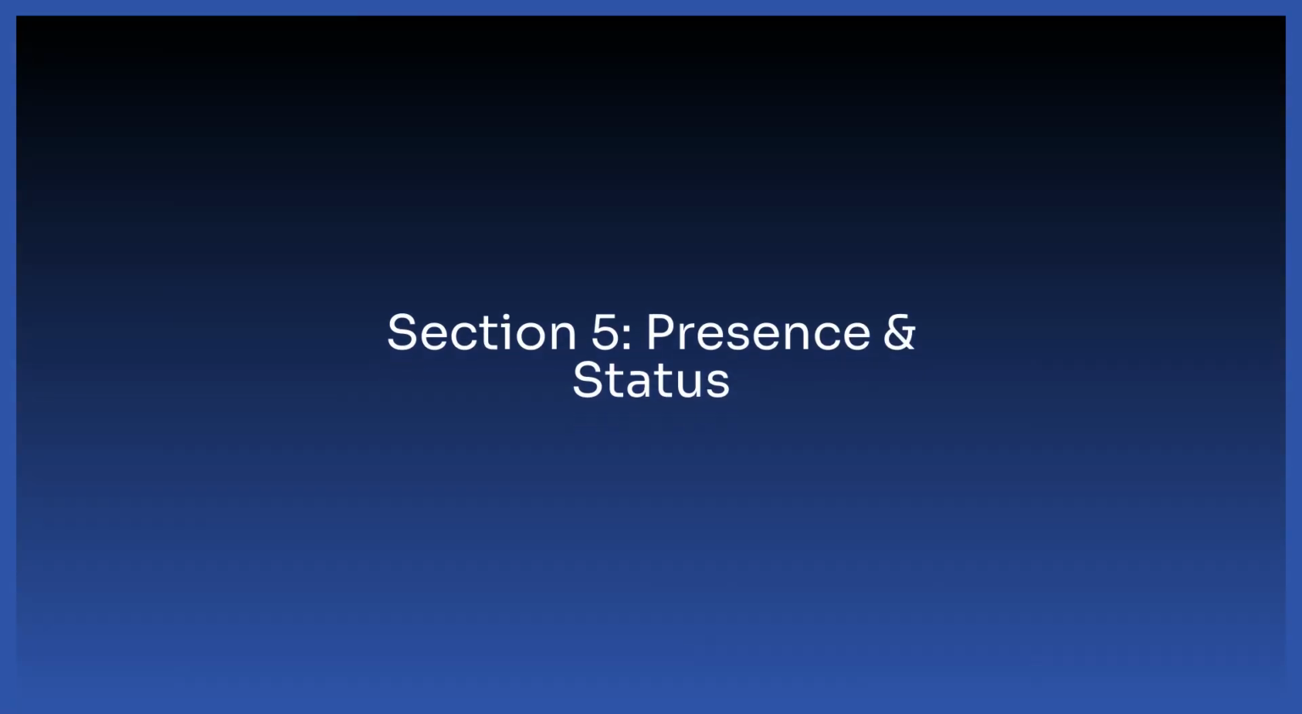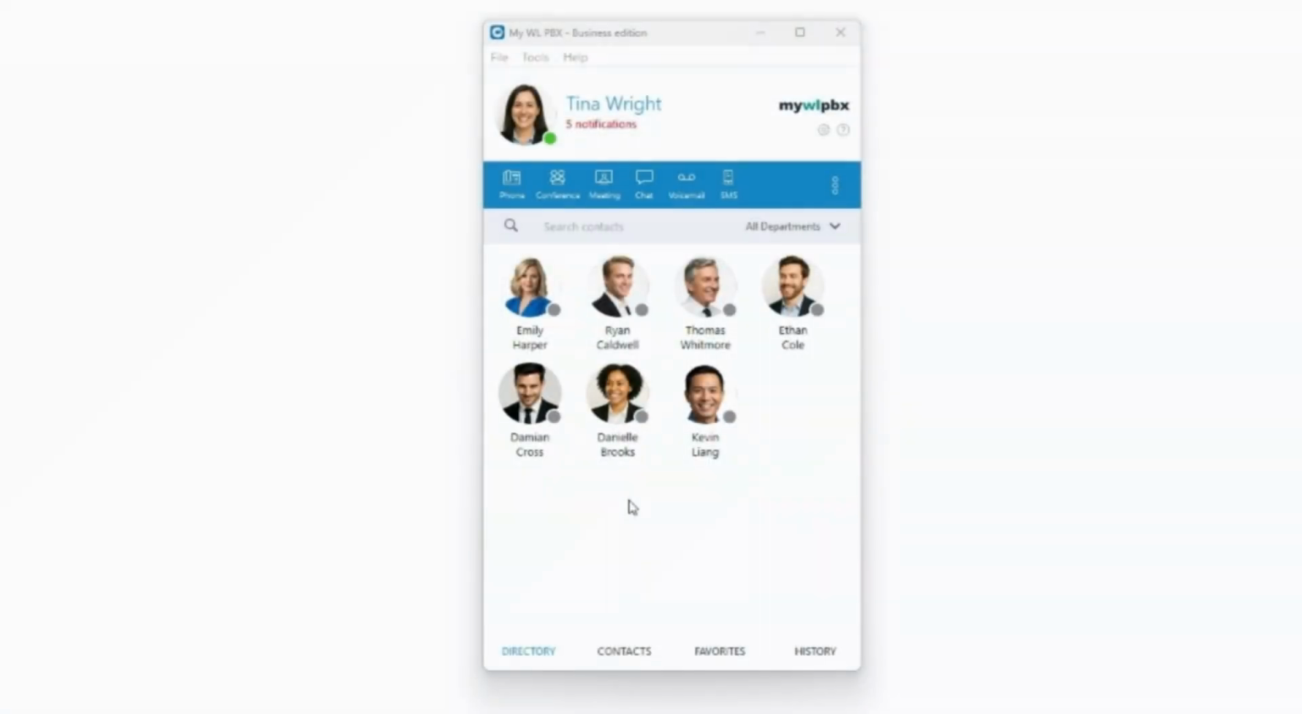Section 5. Presence and Status. CommunicatorGO integrates presence information across desktop, mobile, and web. You'll see icons showing whether someone is available, busy on a call, or in Do Not Disturb. Last activity time when someone is offline. Custom status messages like in a meeting or on lunch break.